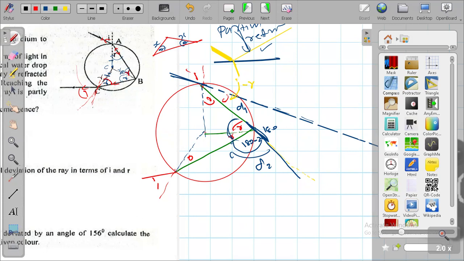Now again it comes to here. It was happily about to move here, but it doesn't let it. This one is also R. It returns to here with a certain angle. The final deviation D3. What is this D3 again? I minus R.